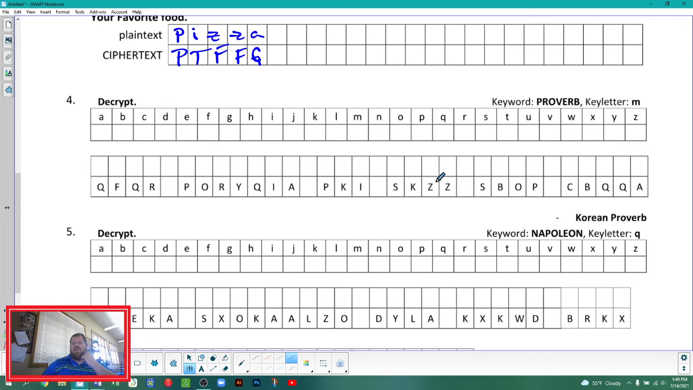Just to get you started on this, I don't want to do all of it. In fact, I'm not even going to do the last one. For me, I always find decrypting to be more fun. I feel like encrypting is not quite as fun. So we're going to put proverb, and I am going to simplify that to be PROVEB, proverb, starting at letter M.